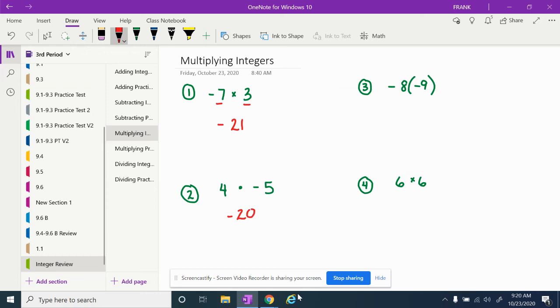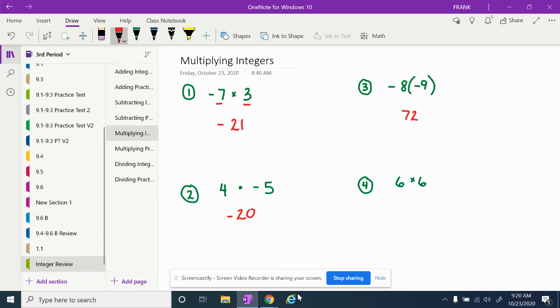Well, what if the signs are the same? So even though both of these are negatives, we know that a negative times a negative... So here's that rule that some people think works for addition and subtraction. It has nothing to do with addition and subtraction. It has to do with multiplication. If the signs are the same, so a negative times a negative, then the answer has to be positive. And so your answer is 72.